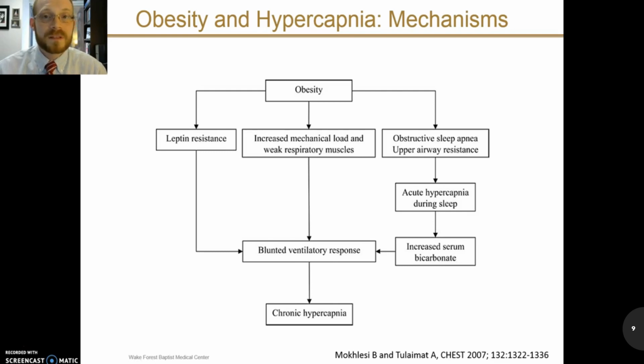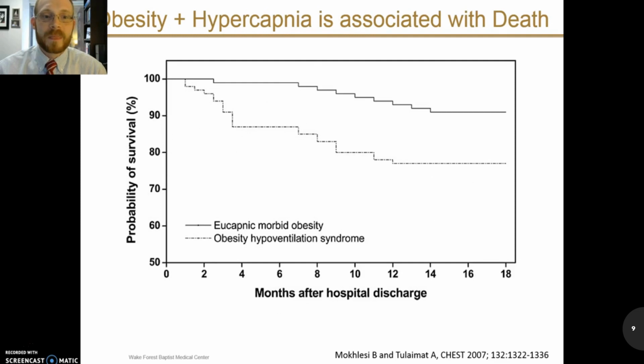Chronic hypercapnia is not a good thing. Very briefly, you can see in this graph, obesity patients that also have hypercapnia are significantly more likely to be dead after a hospitalization when followed over time. You can see the probability of survival significantly different between those patients with obesity that are eucapnic and those that have hypercapnia with obesity, or the obesity hypoventilation syndrome.